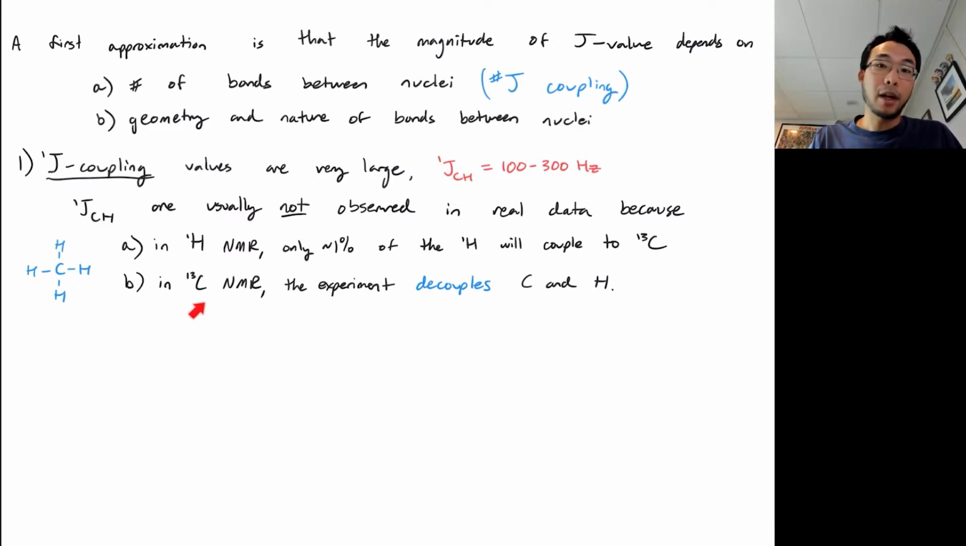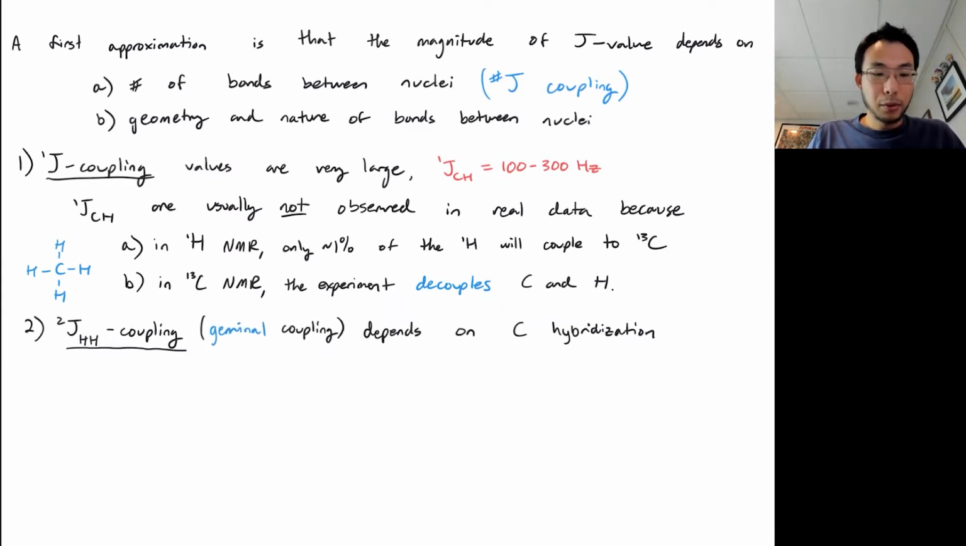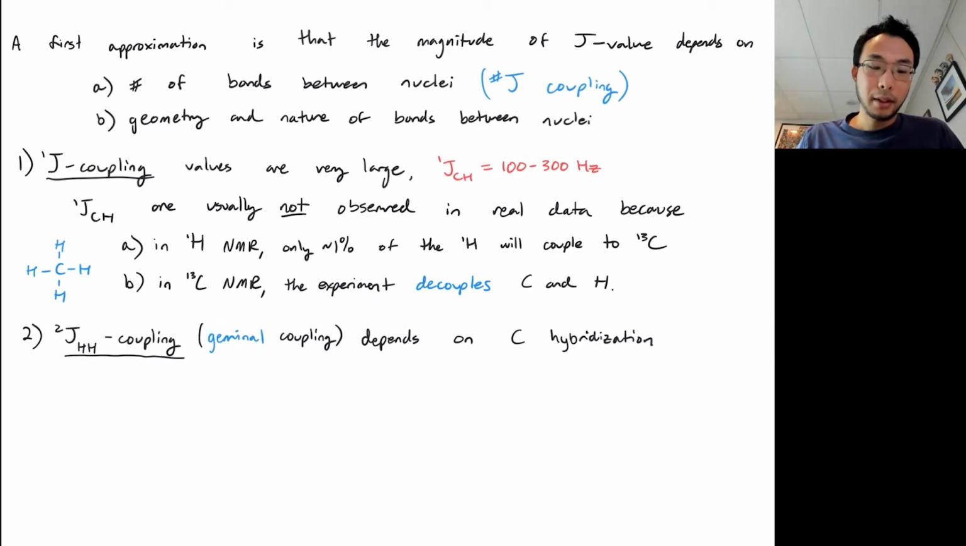From the perspective of carbon, so in carbon 13 NMR, the experiment that people usually run just by default decouples the carbon and hydrogen from each other. So there's all sorts of complexity when it comes to NMR experiments, but you can actually turn off this coupling or hide it in the data, so we just don't see it because the vast majority of carbon 13 NMR has it decoupled. So we'll move on to 2J coupling.